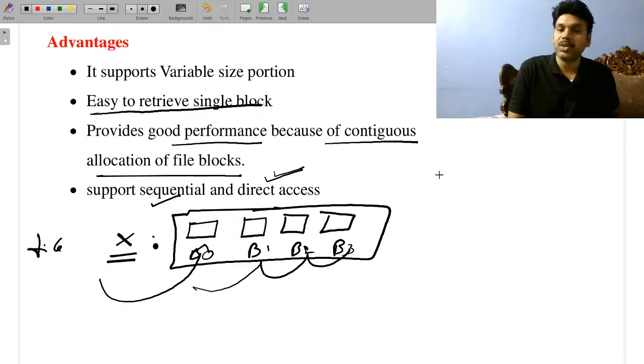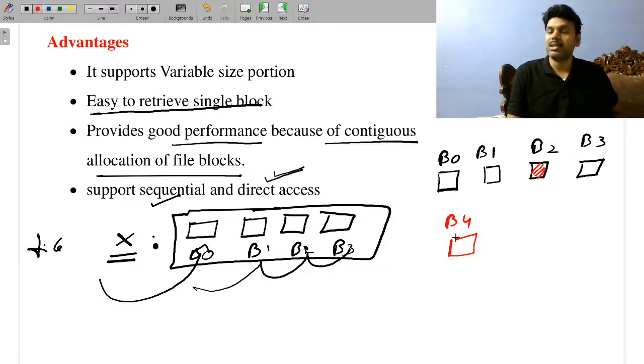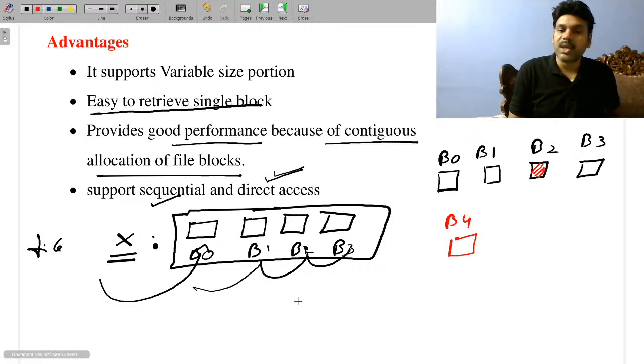What is the problem? You know that. For example, I have got a situation like this: block 0, block 1, block 2, and block 3. Then I have got block 4, and this block is fine, it's available. Now it asks me to enter your file name. This is the first requirement.